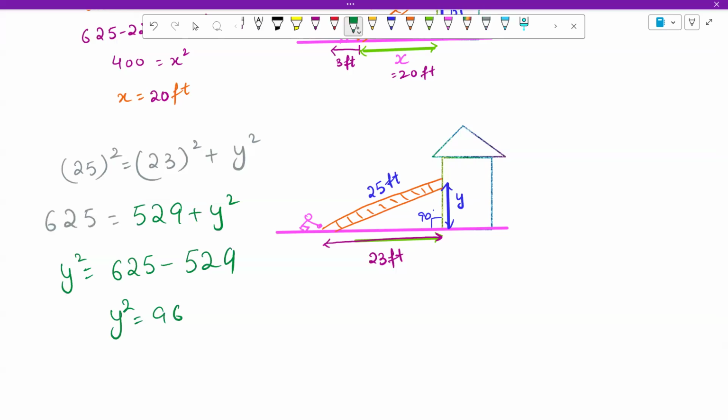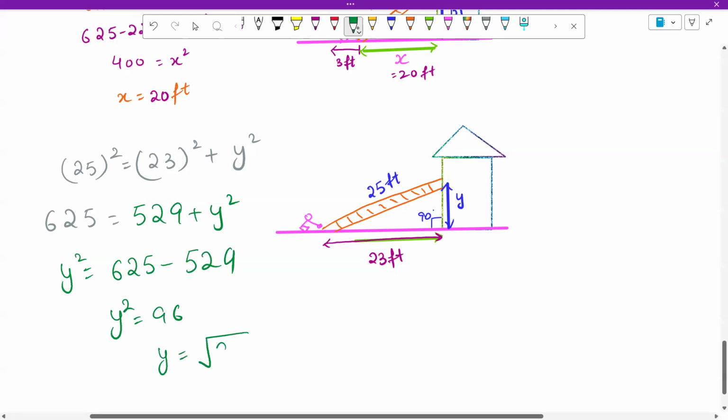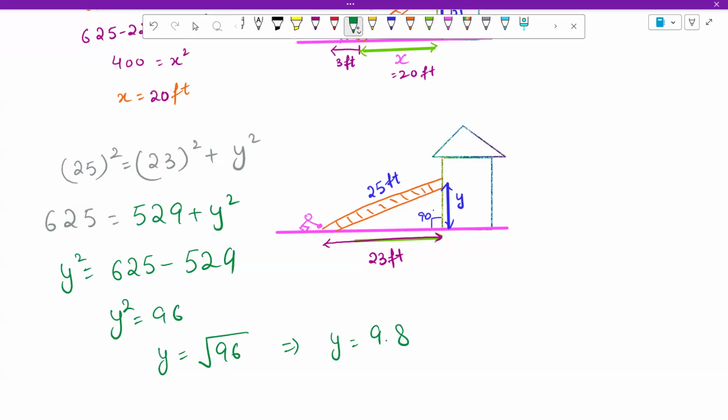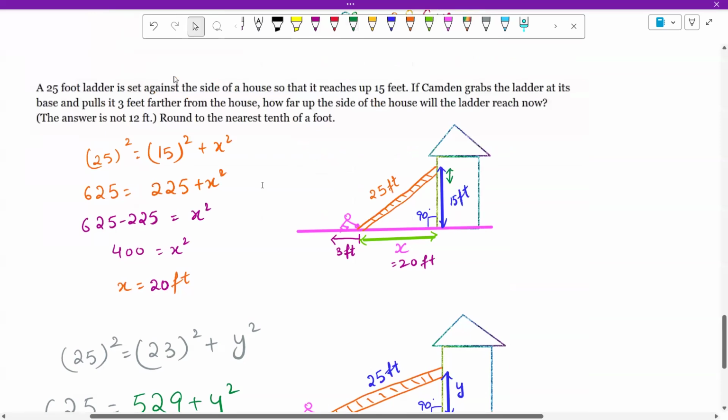Is it the same coming for you? Yes. So we got y squared, but we don't want to find y squared, we want to find y. So we have to take the square root of 96. What is the square root of 96? 9.8. Yeah. After rounding off, 9.8 feet. So that's what they wanted us to find out.